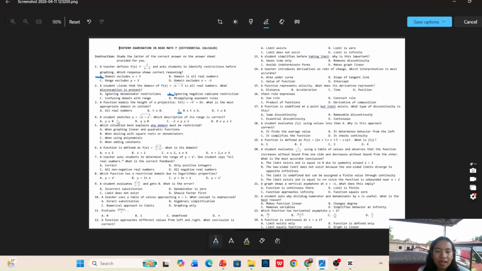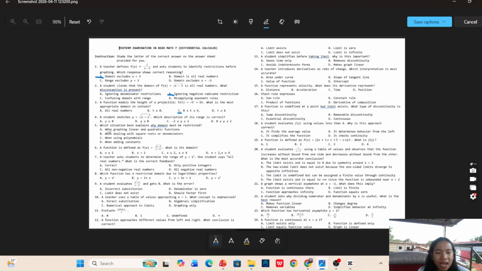Therefore, for number 4, the answer is not in the choices. Since we have figured out that y is greater than or equal to 0 and y is lesser than or equal to 1/4 for the range. Moving on to number 5, which situation best explains why domain must be restricted?